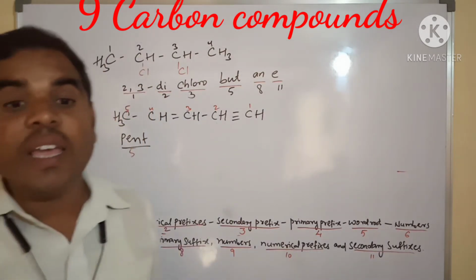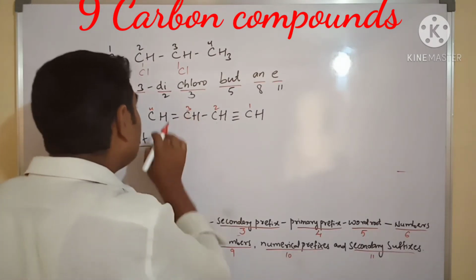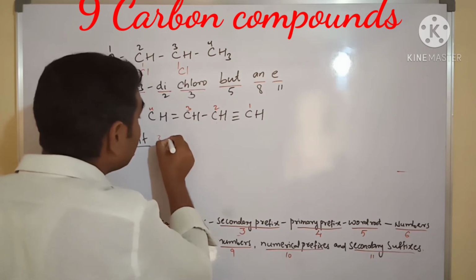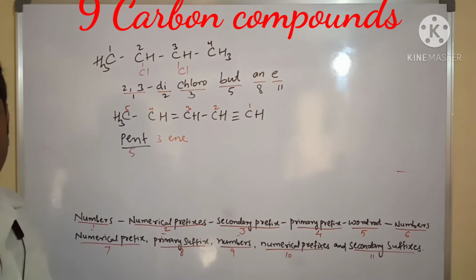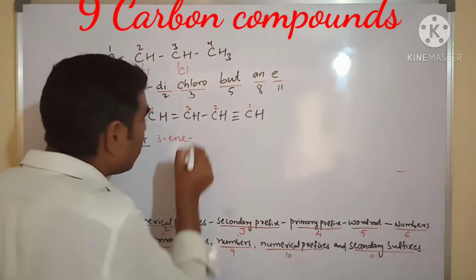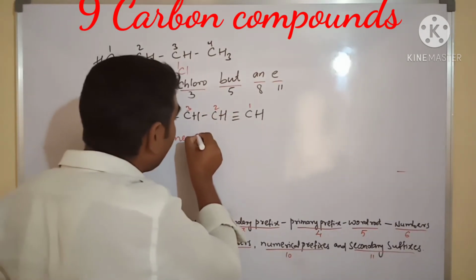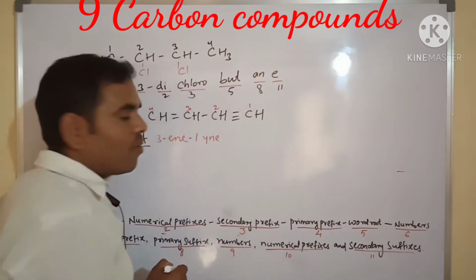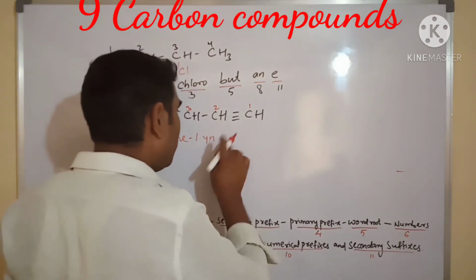नेक्स्ट क्या करना है? सी, 3 इन. सी, थर्ड पोजीशन में क्या है? थर्ड पोजीशन में 3 इन है. मीन्स डबल बॉन्ड है ना, उसको इन बोलना है. डबल बॉन्ड इज देयर इन. नेक्स्ट, ओके, नेक्स्ट फर्स्ट पोजीशन में क्या है? 1 आयन. ओके, 1.